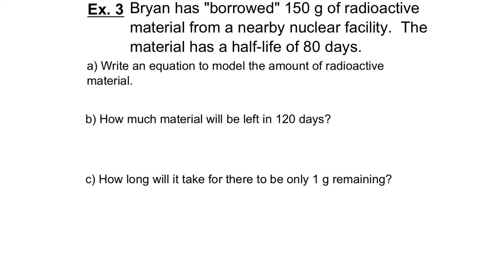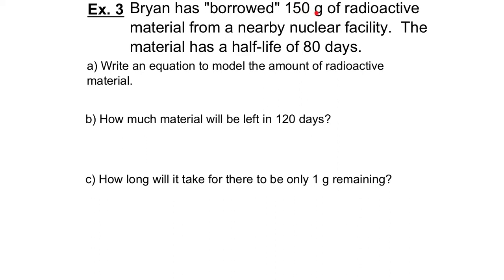So, a radioactive material decays. He's going to start with 150 grams. After 80 days, it will have decayed to half the amount. Another 80 days, he'll have half of that amount. After another 80 days, he'll have half of that amount. Okay, so that's what half-life is. So we're going to build an equation, and we're going to solve some problems dealing with that.